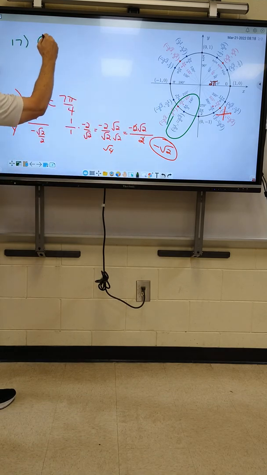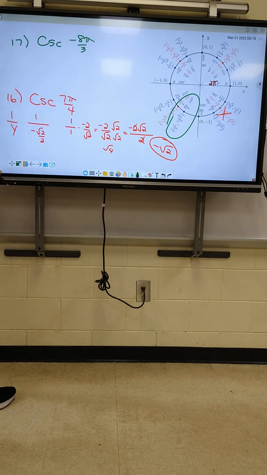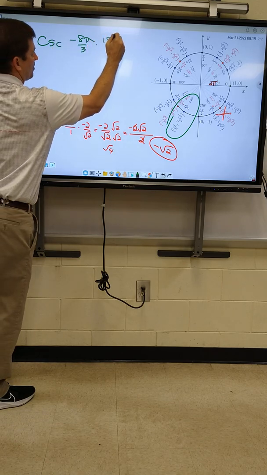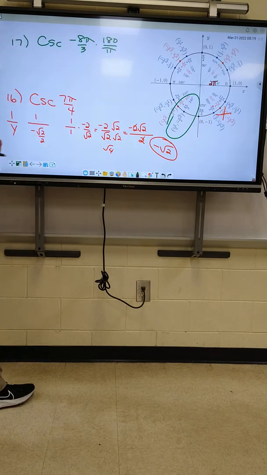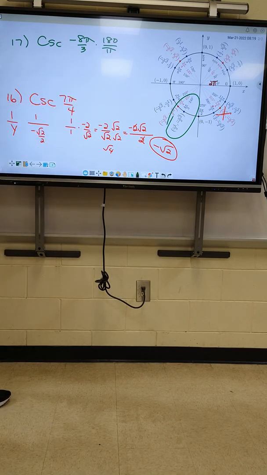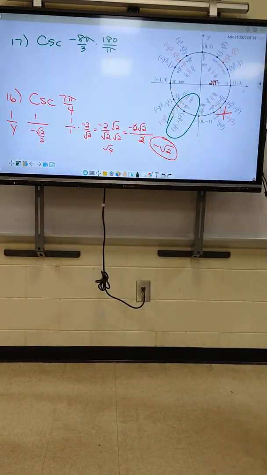All right, let's look at 17. Cosecant of negative 8 pi over 3. This is one I would not give you on the test, but we need to know how to do it right now, so we can use our calculators on this one. The first thing you've got to do, guys, is multiply by 180 over pi. How do we know that? Because negative 8 pi over 3 isn't on the circle anywhere. So Trey, multiply that and show me what you get. Negative 8 pi over 3 times 180 over pi.